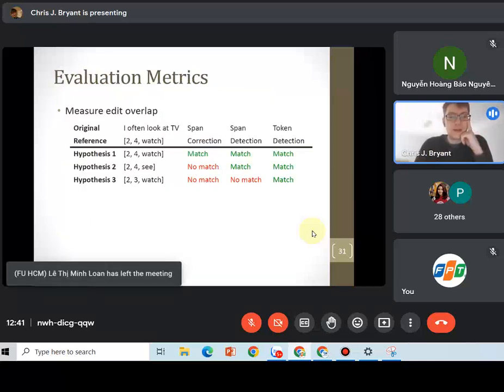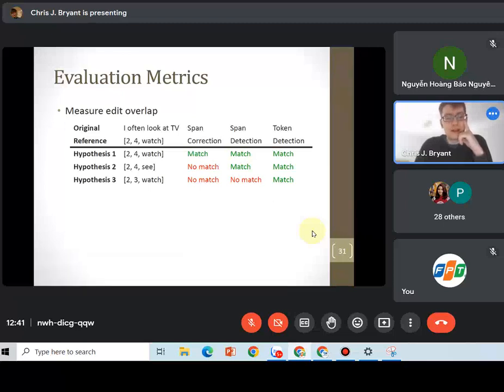Now, I'm going to talk about evaluation metrics a bit. GEC systems are often evaluated in terms of edit overlap. So if we have the sentence, "I often look at TV," then the correction that a human made would be, let's say, replace "look at" with "watch." Now, different systems will output different things.